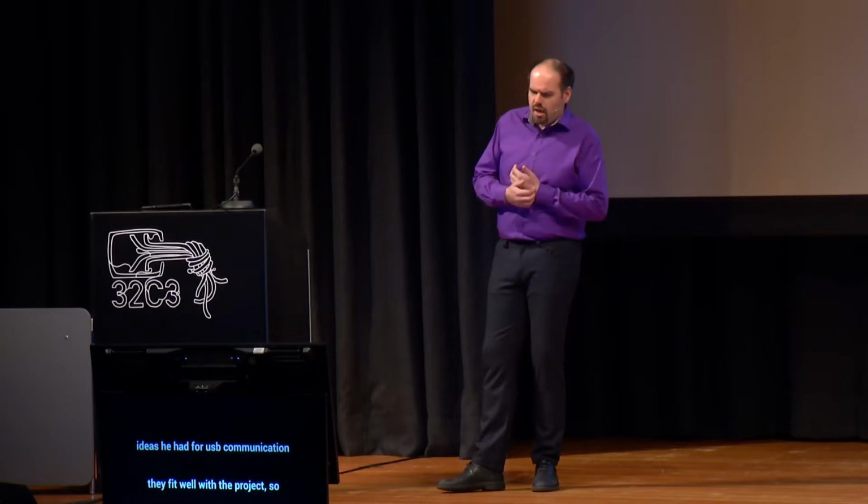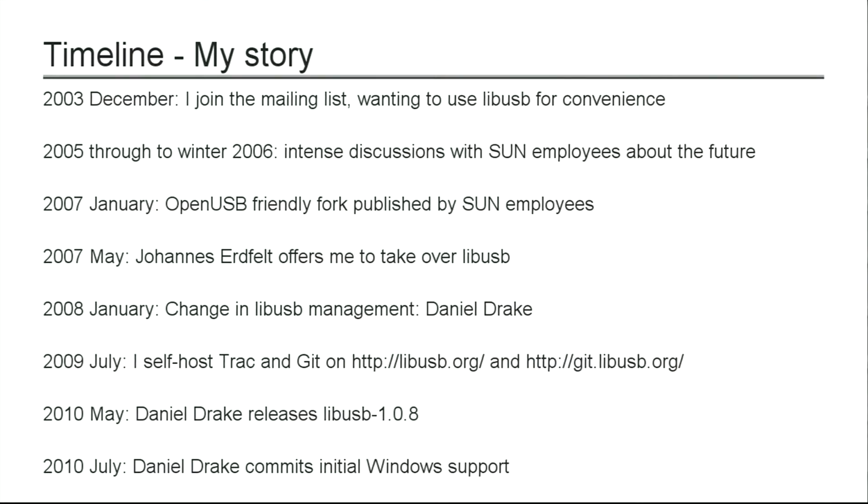I continued, and later in summer, I set up a bug tracker and some source code hosting for the project. Daniel continued development, so Daniel made the first libusb 1.0 release after he had started in 2008, and he made several releases, and in 2010, in spring, he released 1.08. So that was the last libusb release that he made.